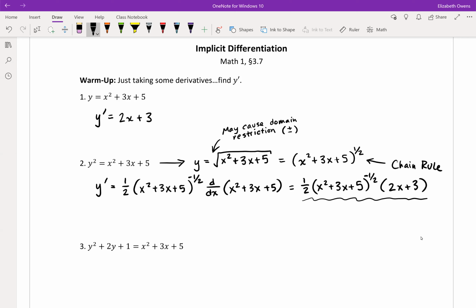And then in the next problem, we take it up again. We add some more terms on the left-hand side of the equation. We've got y squared plus 2y plus 1 equals x squared plus 3x plus 5. So we'll try to do a little rewriting here as well. Anyone know what that left-hand side is that's on the call? Let me see if they can get it.